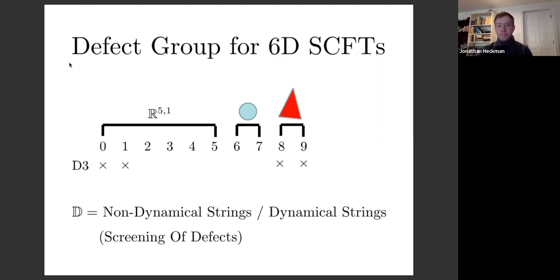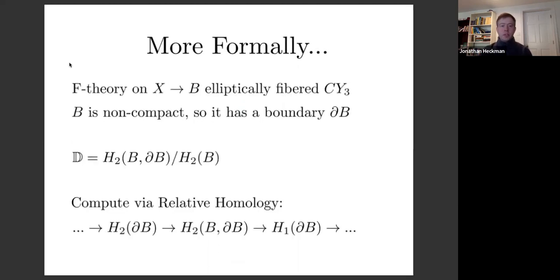Okay. So more formally, what are we doing? We have F-theory on an elliptically fibered Calabi-Yau threefold with a non-compact base B.